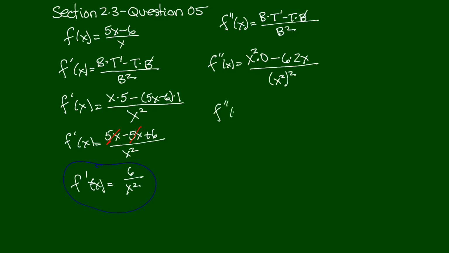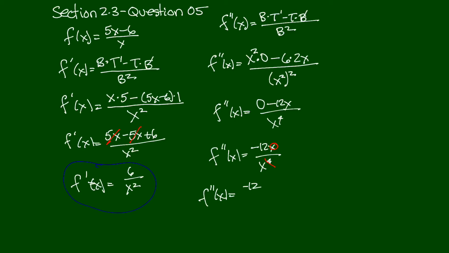So f double prime of x is going to be 0 minus 12x over x to the fourth, or how about if we just write it as f double prime of x is negative 12x over x to the fourth, but then a little bit of cancellation, right? This x will cancel with one of those, and here's what we're left with for our second derivative. F double prime of x is negative 12 over x cubed. So we've got the first derivative and the second derivative.